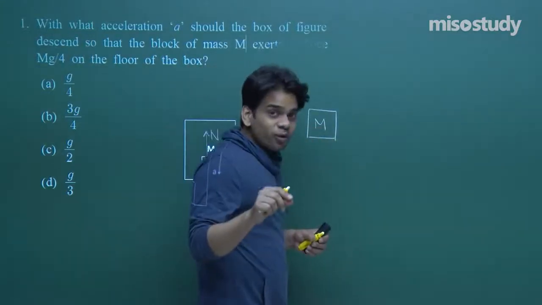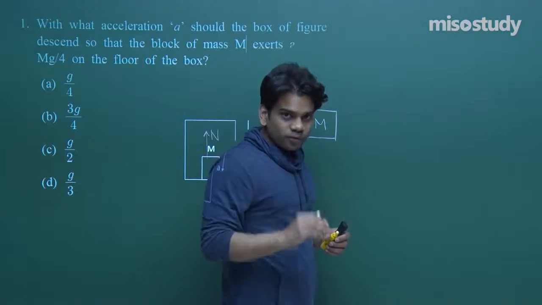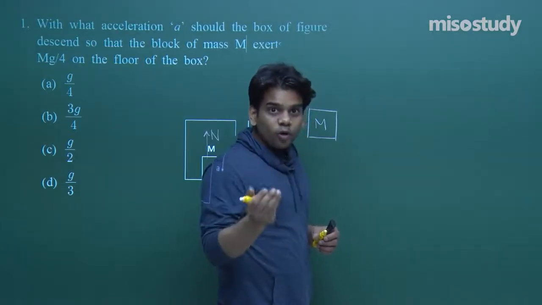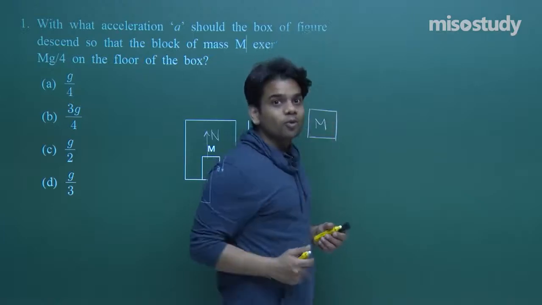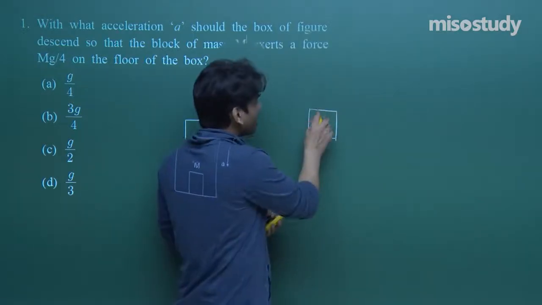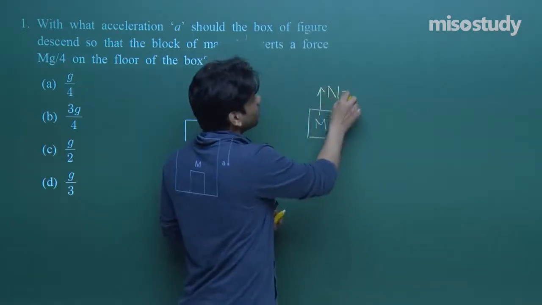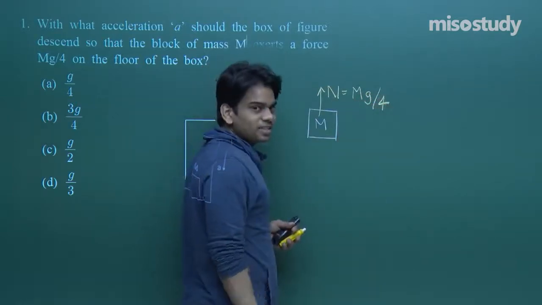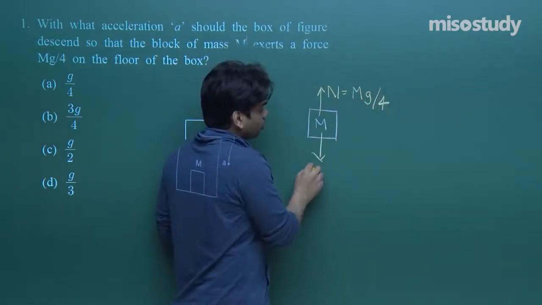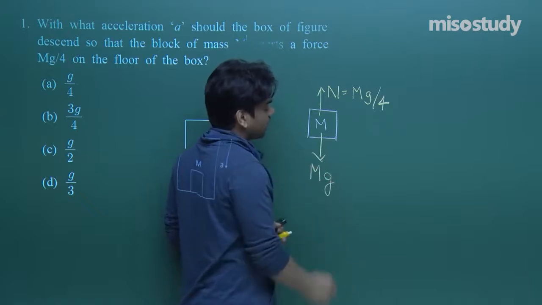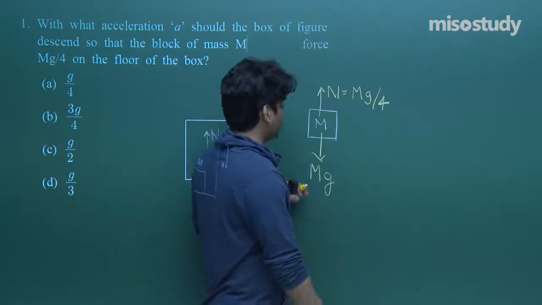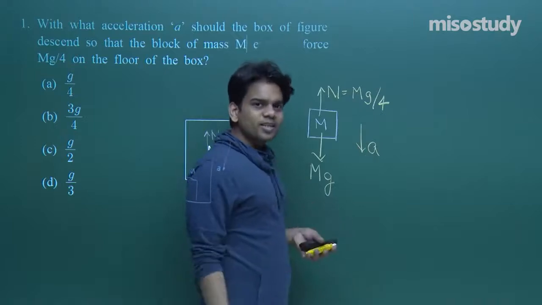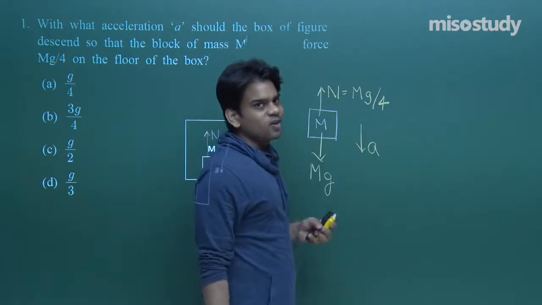It exerts a force mg/4 on the floor. Now try to understand, if it exerts mg/4, the floor will also exert a force equal to mg/4. So if I write here N equals mg/4, this will be the value of normal reaction. Next force acting is due to its own weight, earth will be attracting it downward with a force mg. Acceleration A, go ahead, solve the question, you can easily get the value of acceleration A.